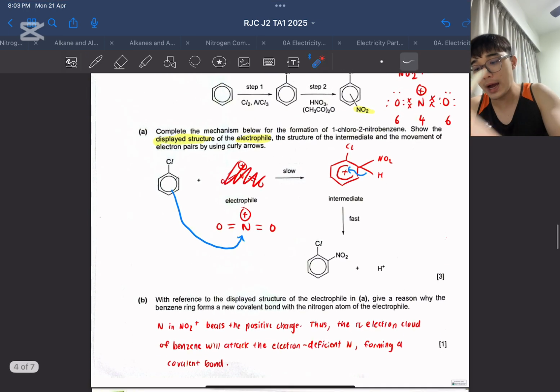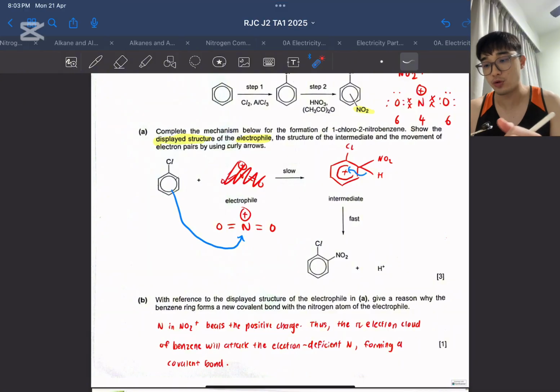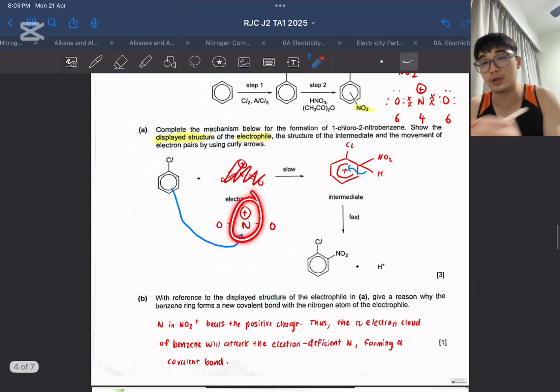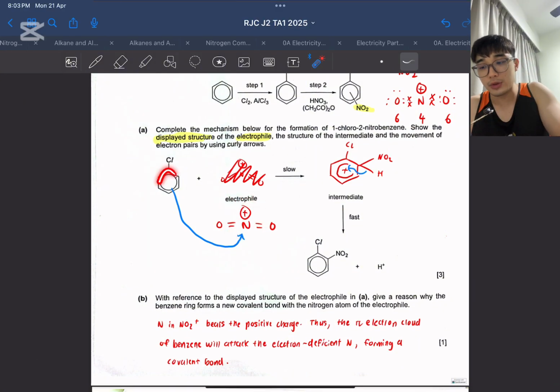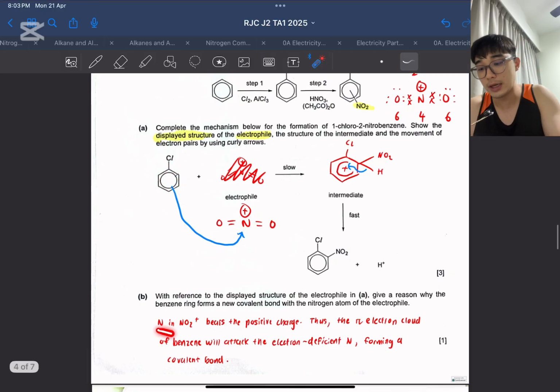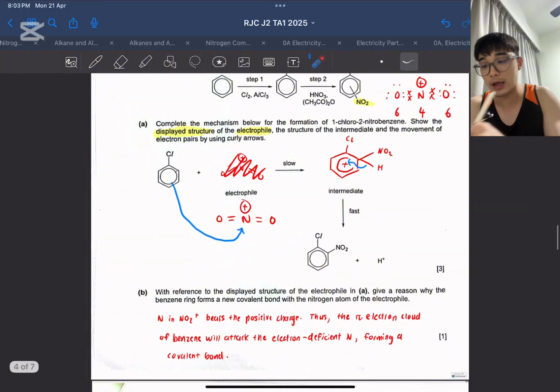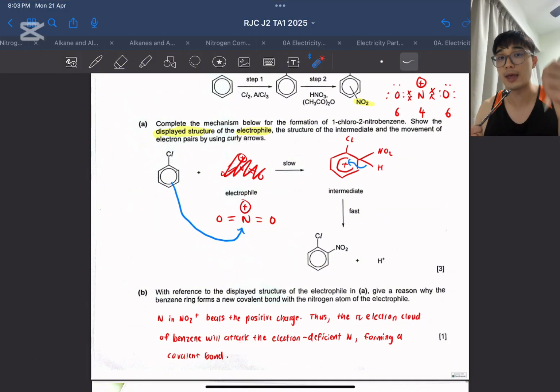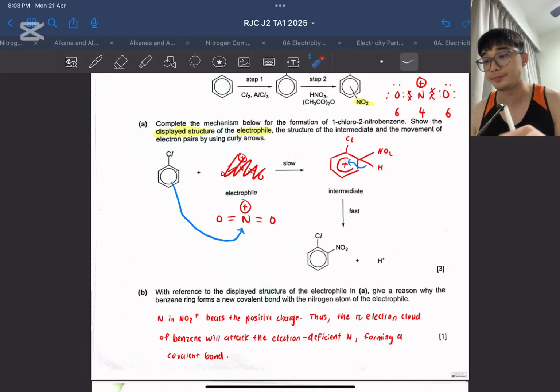Part B, why does the benzene ring form a bond with nitrogen atom? Why nitrogen? Because clearly nitrogen bears the positive charge. It is poor. So this is rich, this is poor. Rich always attacks poor, right? So you mention that in words. The nitrogen in NO2 plus bears the plus charge. So the rich pi electron cloud of benzene attacks the electron poor or electron deficient nitrogen, hence they form a covalent bond. Make it as detailed as this to secure the 1 mark.